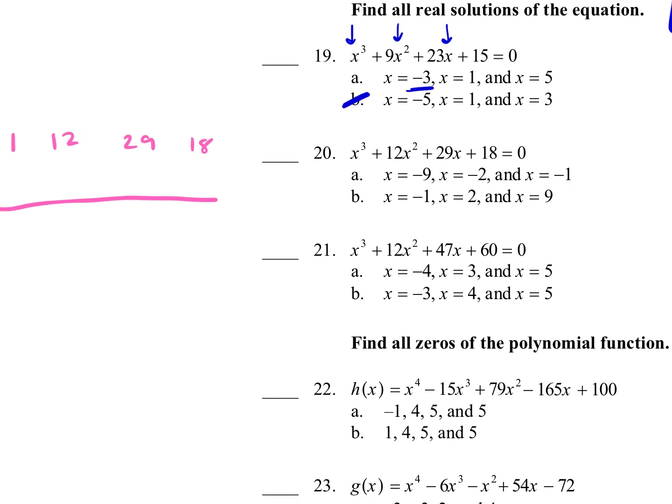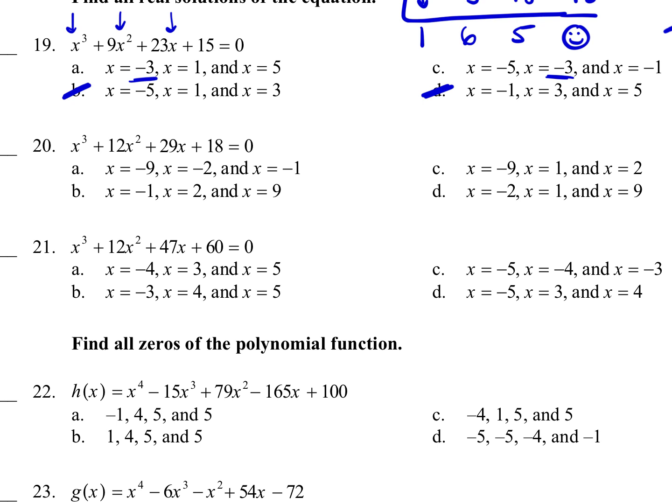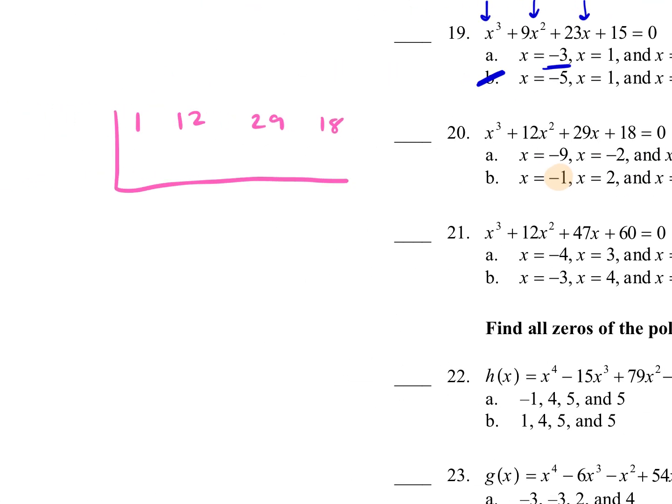Let's do negative 1. The reason why I picked 1 and negative 1 is just because these two answer choices have positive 1, these two have negative 1. So if I try negative 1 first, if it works, it'll eliminate 2 of the answer choices. If it doesn't work, it'll eliminate 2. So it's a good one to start with. So let's try negative 1.